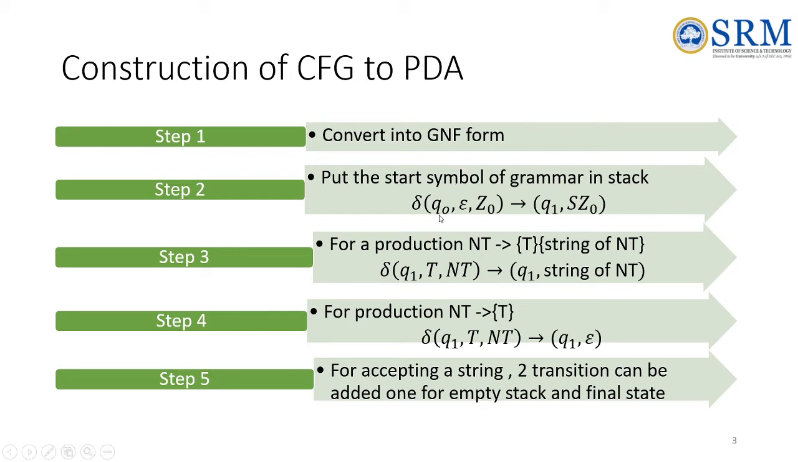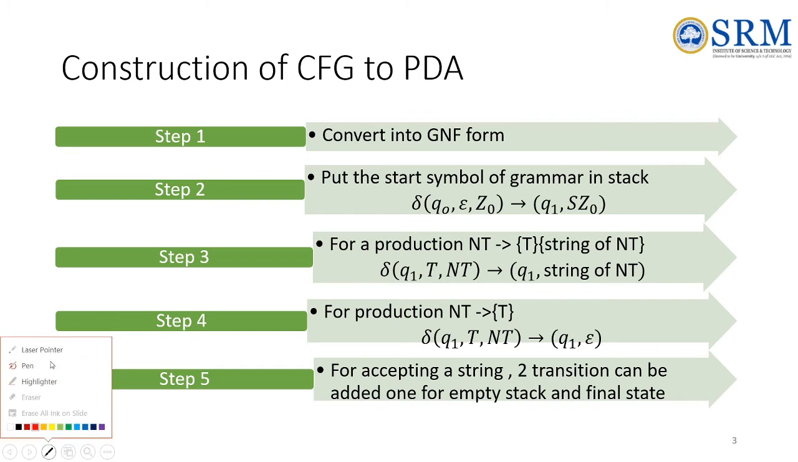That is delta of q0, epsilon, Z0, with Z0 being the bottom of the stack, goes to a state such that we mandatorily push the start symbol into the stack. And next, we have only two types of productions in our GNF. The first is a non-terminal giving a terminal with a string of non-terminals. If that is the case, you convert that into a PDA in such a way that the PDA has three parts.